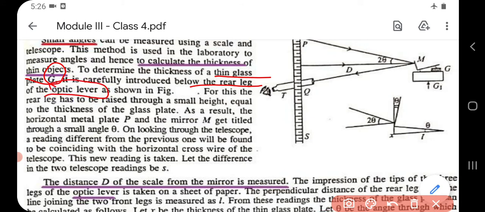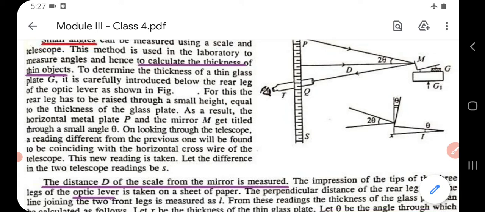There is an instrument called an optic lever with 3 legs. It will have a shape like that with the 3 legs, and you will keep this glass plate below one of the legs of the optic lever. In order to place that glass plate below the rear leg of the optic lever, definitely you will have to raise the whole instrument through a small height, which will be equal to the thickness of the glass plate.